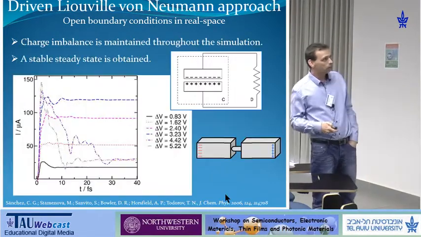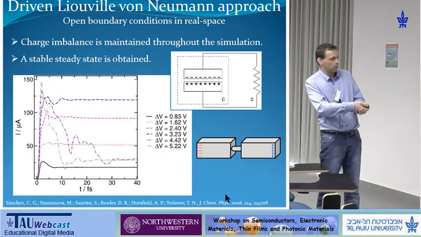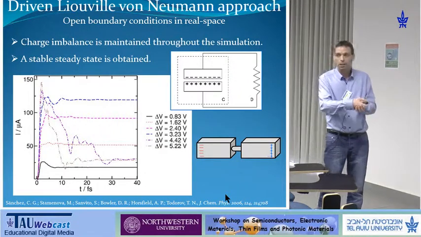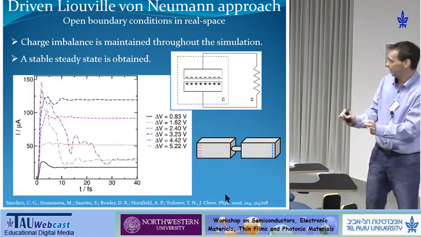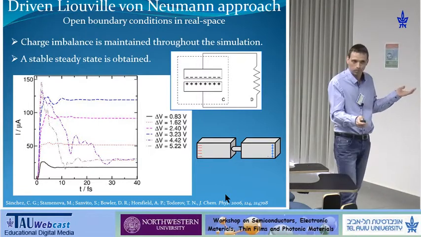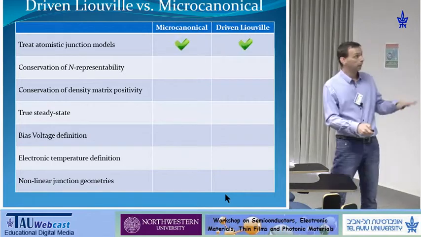And when you do that, you can do the same type of calculation like you did before. So current versus time. Let's just focus on one of them. These are just different cases. And you can see initial dynamics and then a steady state. This time, this is a true steady state. This is not a quasi one. This will stay as long as you run your simulation. So this is a stable one. So this is nice. So let's try to compare these two for the time being.